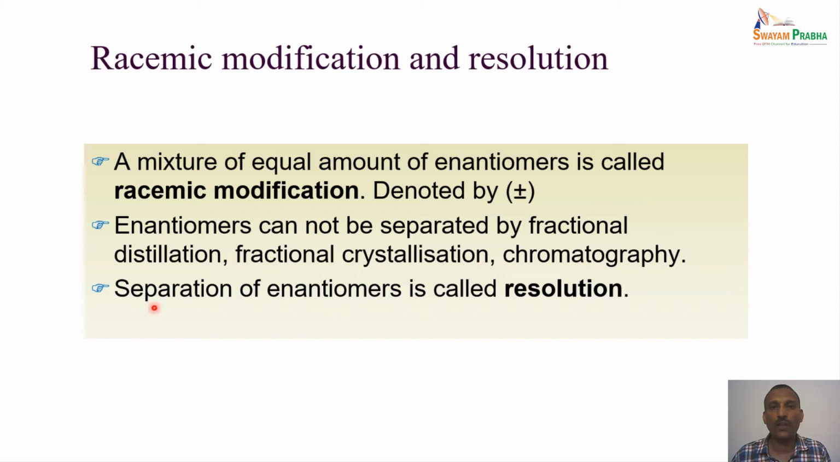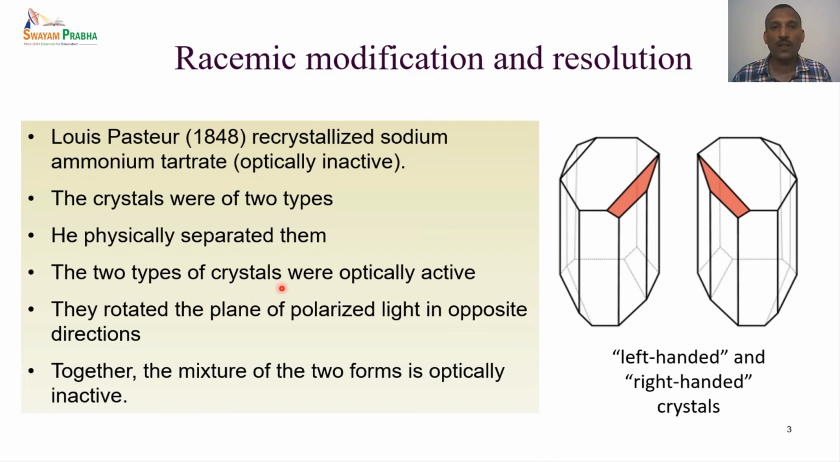So here what we study is basically the separation of a mixture of enantiomers into the constituent enantiomers, that is, an R and S mixture is separated to get the R isomer and the S isomer. This kind of separation is called resolution. In other words, separation of enantiomers is called resolution. In fact, Louis Pasteur was the first person to isolate both the enantiomers by this resolution method.